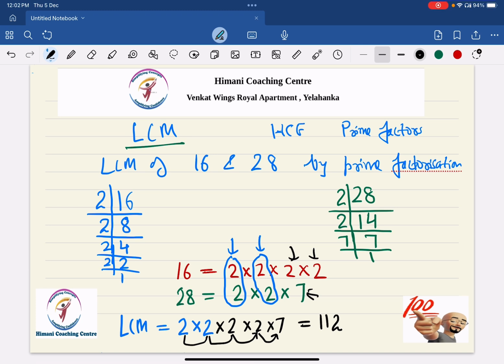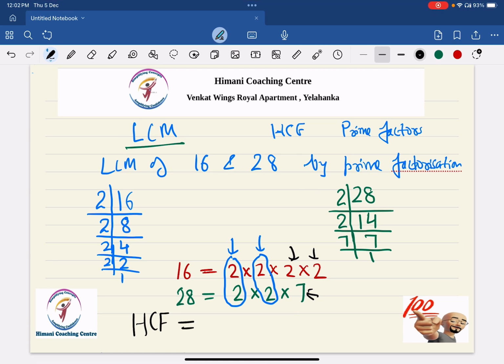Okay. So now let us find the HCF of 16 and 28 using prime factors. Let me remove this and let us write HCF. Now, how do we find HCF? For HCF, we just need whatever is common to both the numbers. That's all. And we will write it once. So see, this 2 is there in 16 as well as 28. So we write it once. Then this 2 is also there. So the HCF of 16 and 28 is just 4.